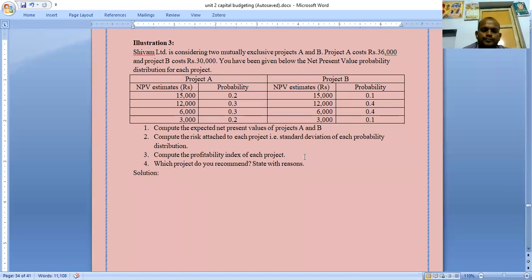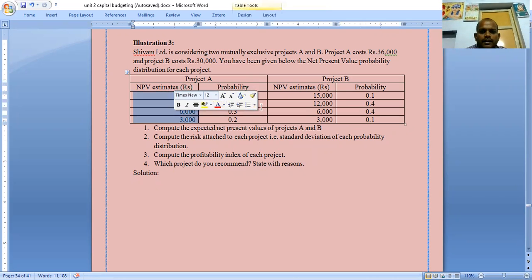Illustration 3. Shivam Limited is considering two mutually exclusive projects A and B. Project A costs 36,000 and project B costs 30,000. You have been given below the net present value probability distribution for each project. So these are the NPV estimates and their respective probabilities.